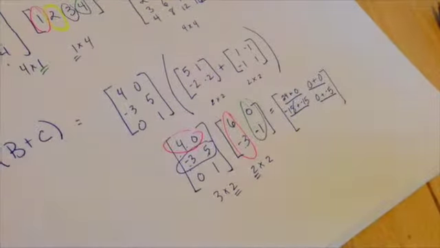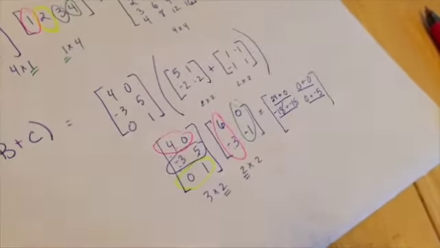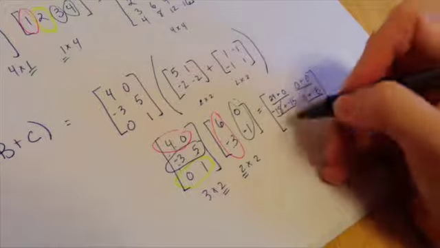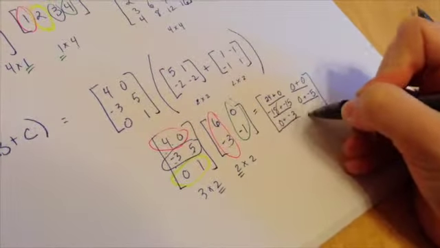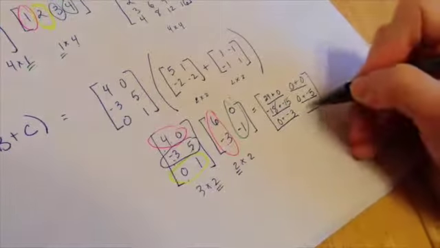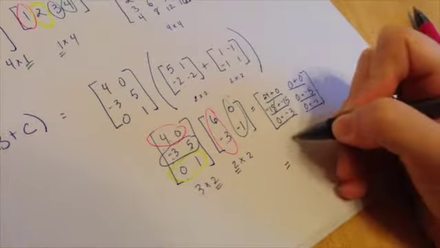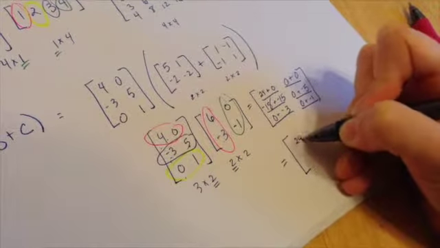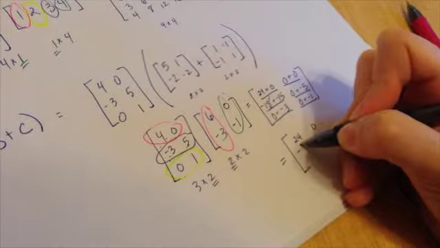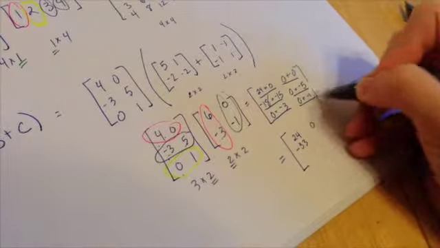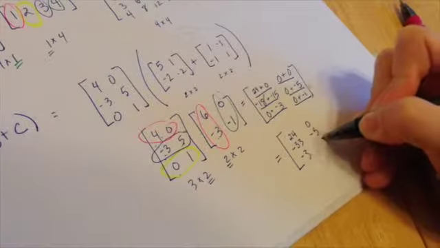Now our third row, we're going to get 0 plus -3 and 0 plus -1. So we get our final matrix, 24, 0, -33, -5, -3, -1.